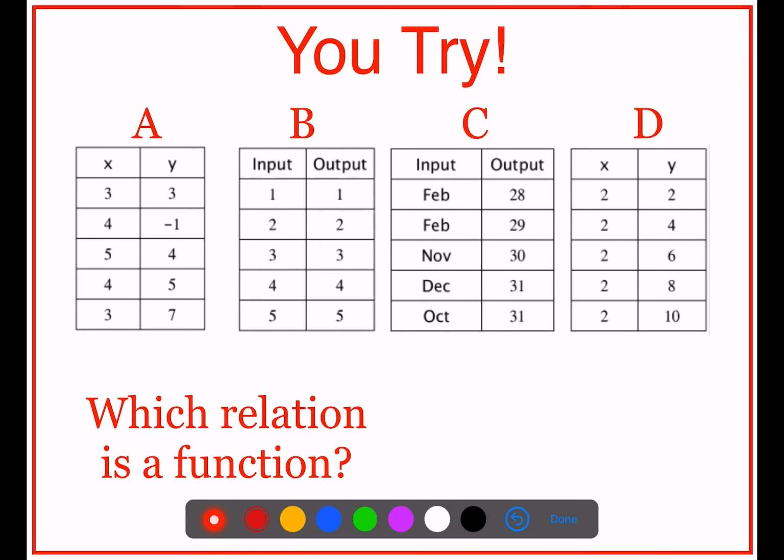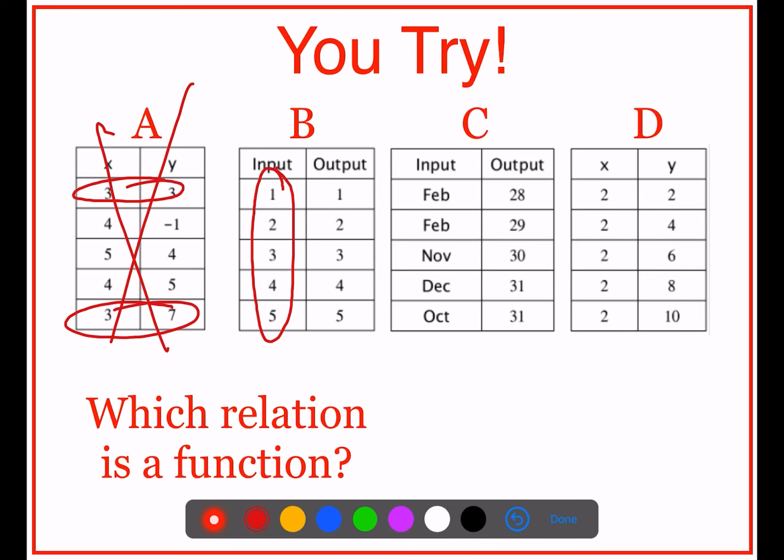Lastly, looking at these tables, which relation is a function? Here, 3 maps to 3 and 3 maps to 7, so this is not a function. I don't have any values that repeat here, so 1 only maps to 1, 2 to 2, 3 to 3, 4 to 4, and 5 to 5. B is a function. Here, February maps to 28, and it also maps to 29, so C is not a function. And here, this really goes against all of the rules of what a function is. 2 maps to 2, but then it also maps to 4, and to 6, and to 8, and to 10. D is definitely not a function.